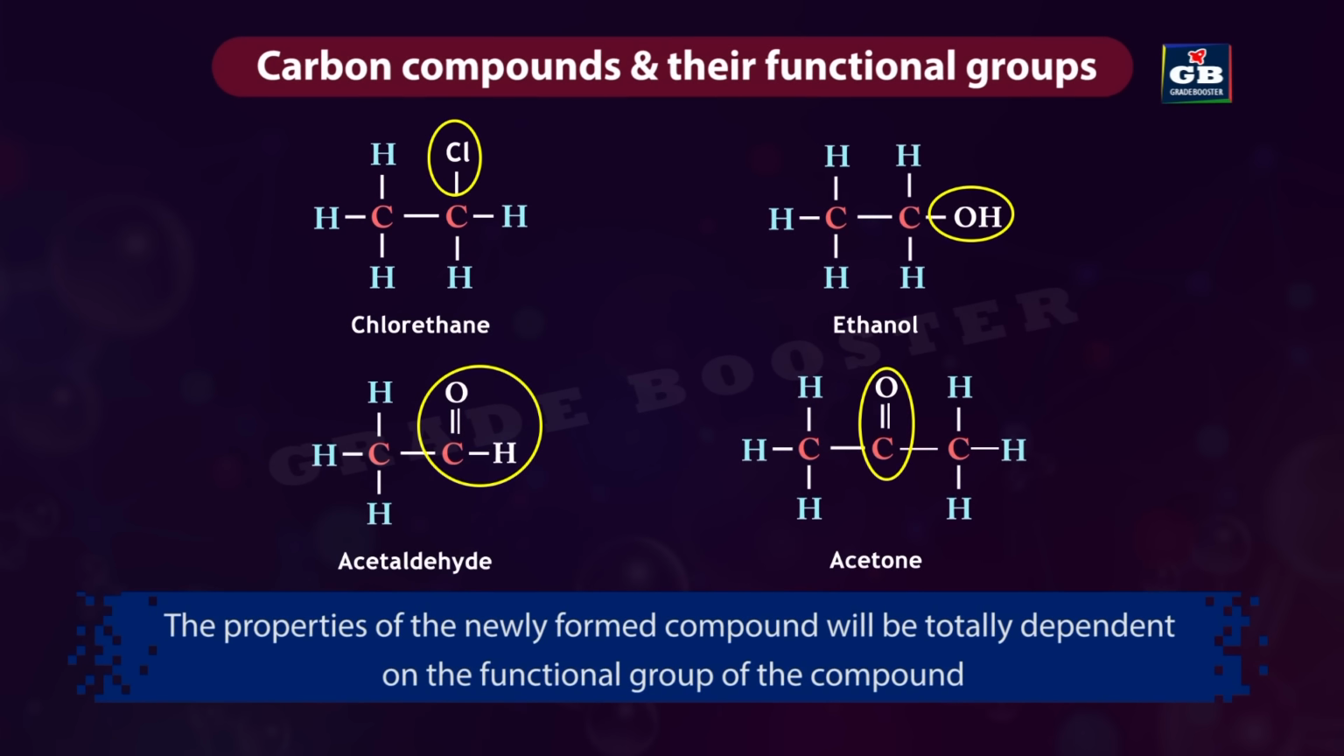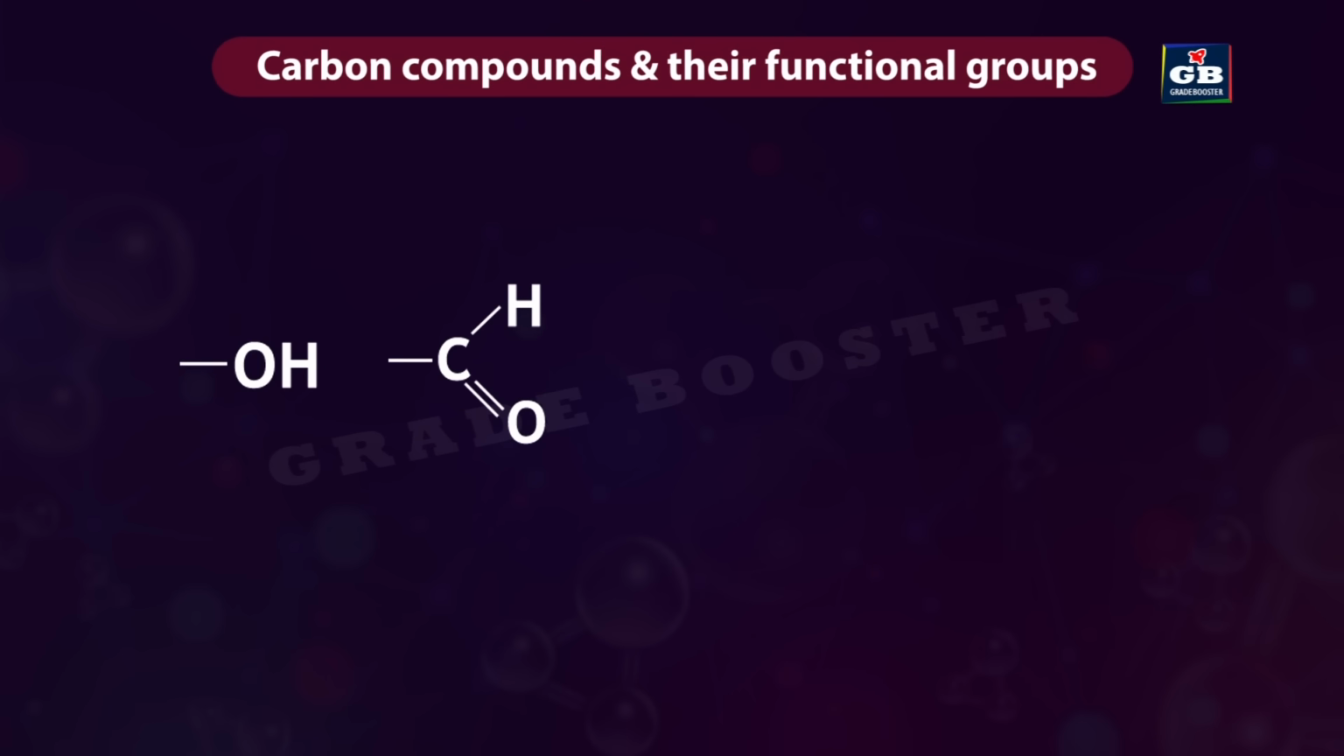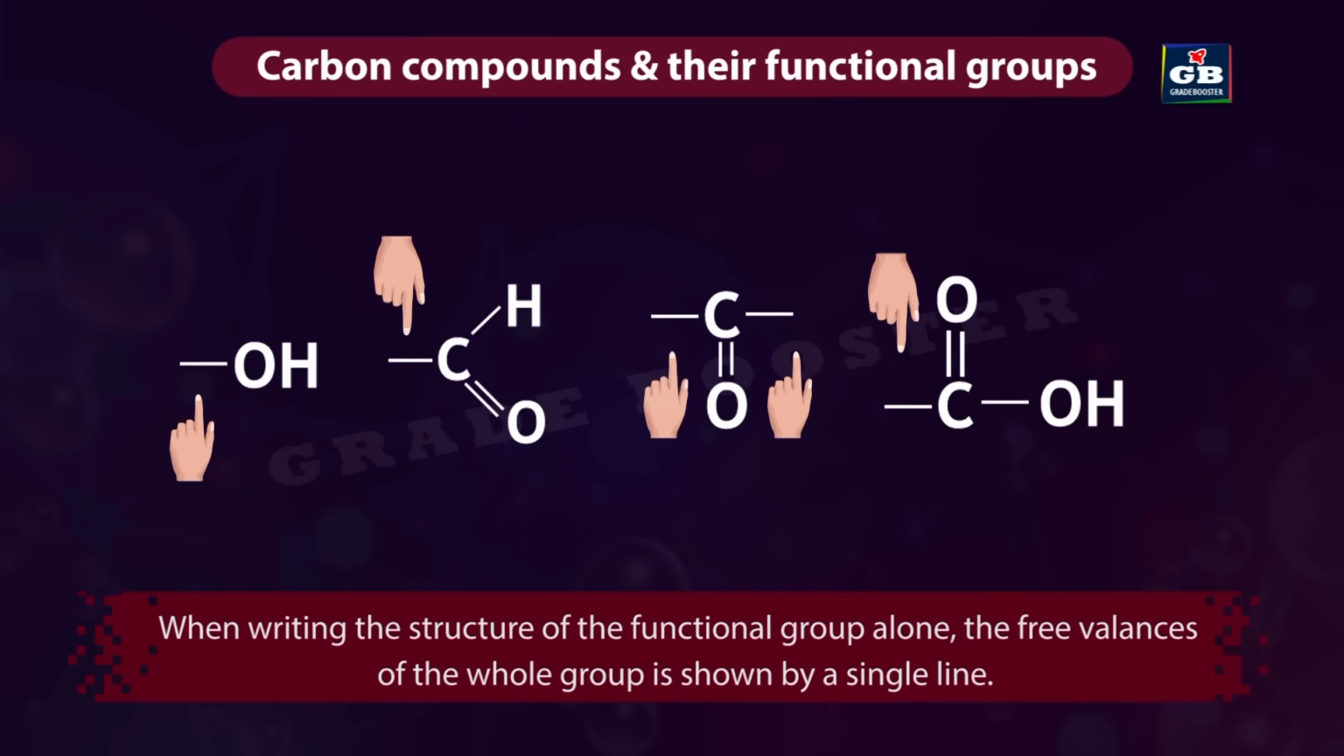The properties of the newly formed compound will be totally dependent on the functional group of the compound. When writing the structure of the functional group alone, the free valencies of the whole group is shown by a single line. Homologous series.